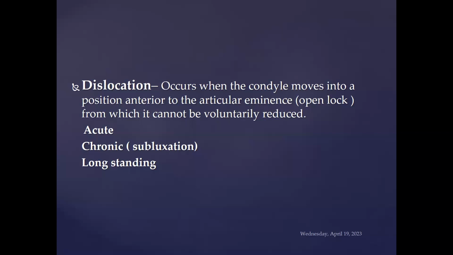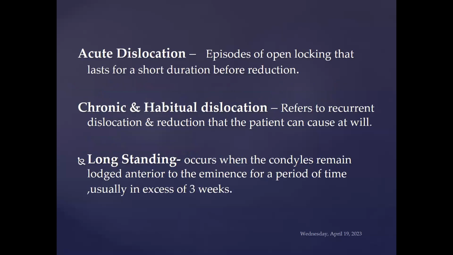Okay, so there are three types of dislocation. One is acute, the second one is chronic, also known as subluxation, and another one is long-standing. Okay. So what do you mean by acute dislocation? In acute dislocation, there are episodes of open locking that last for a short duration before reduction. So acute dislocation means there will be an open lock that lasts for a short duration before it gets reduced.